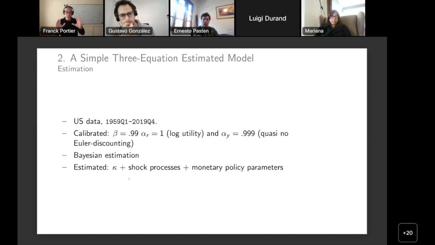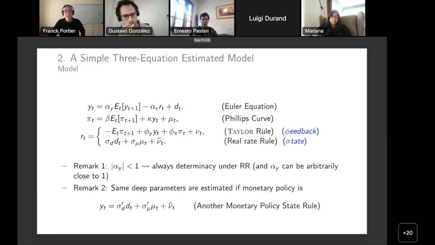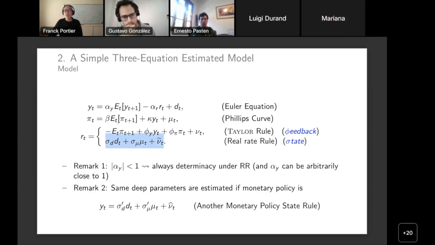Again, it's the same model, quote unquote, but it's not, because the policy rule is specified in a different way. But this rule is encompassing the Taylor rule. So if the truth is a Taylor rule, I will find the same estimates with that state rule.